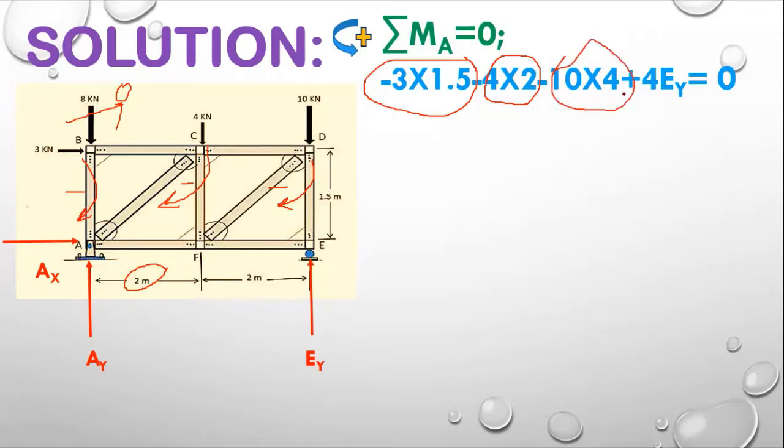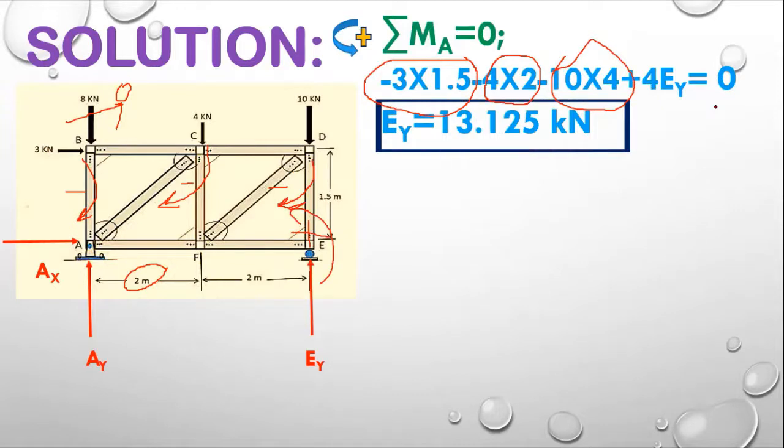Then plus 4 EY. Its direction should be like this and it should be the positive one, and its length from A to E is 4 meter again. So I put here 4 EY equals 0. Moving towards the answer, EY is coming out to be 13.125. This value is positive, which means the direction I supposed at the start is correct. Now I am moving towards the summation of the vertical forces.